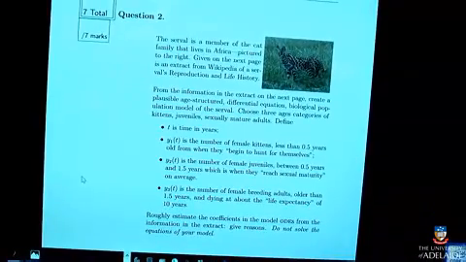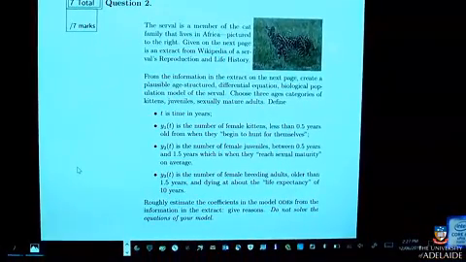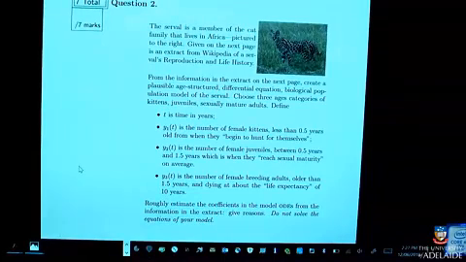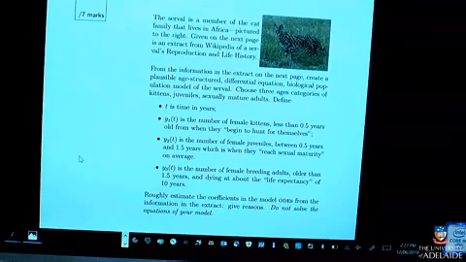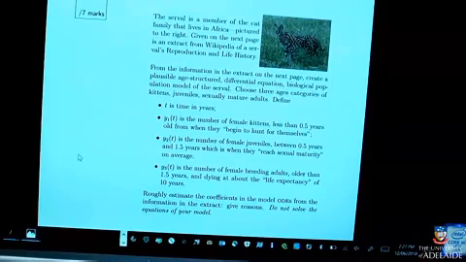I'm just going to read this. 2014 DEs exam apparently. The serval is a member of the cat family that lives in Africa, pictured to the right. Hello, serval. Given on the next page is an extract from Wikipedia of a serval's reproduction and life history. Okay, so I'm just going to read all of it because sometimes in exams when they say that they're giving us a command to do something, they've actually done it for us. So, from the information in the extract on the next page, create a plausible age-structure differential equation, biological population model of the serval. Yeah, okay, I think I can make that grammatically correct in my head.